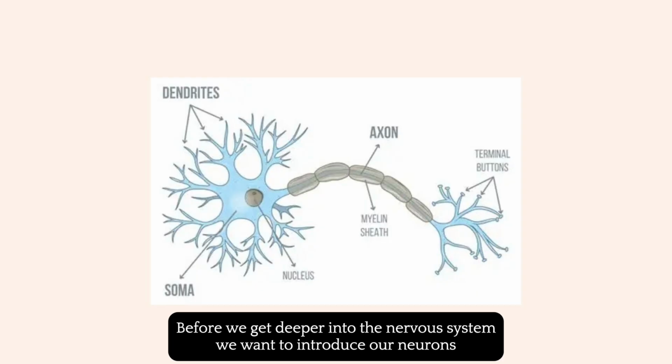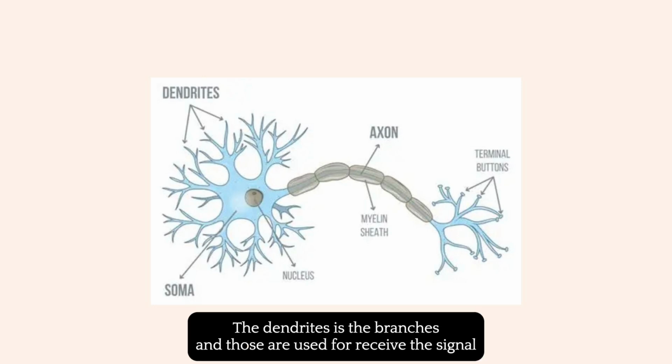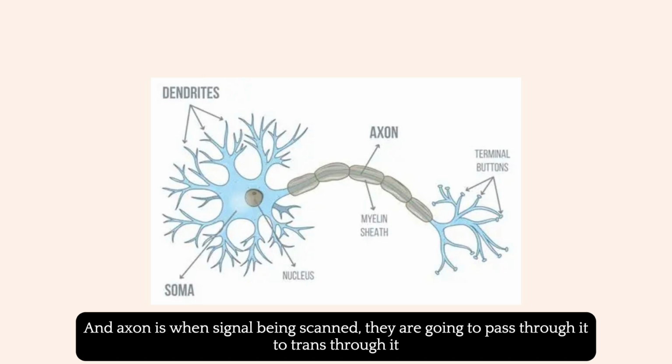Before we get deeper into the nervous system, we want to introduce our neurons. The nucleus is basically the center of it, the body of it. The dendrites are like branches, and those are used to receive signals. The terminal buttons over there are also branches that you can send signals to, and the axon is where signals pass through when they need to be sent.